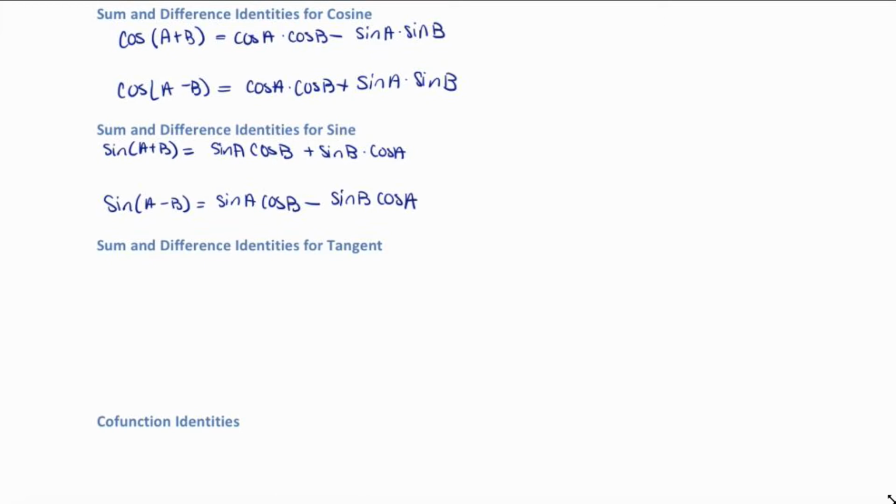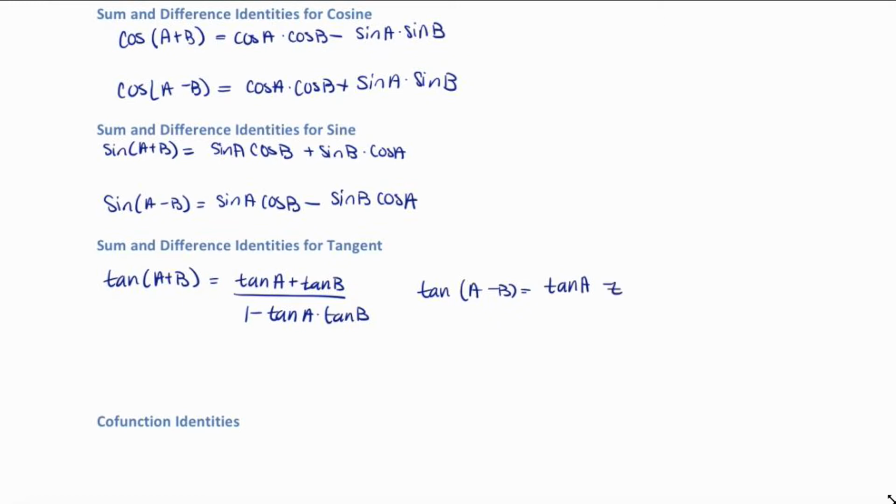Next, let's look at the sum and difference identities for tangent. Tangent of A plus B is equal to tangent of A plus tangent of B divided by 1 minus tangent of A times tangent of B. Tangent of A minus B equals tangent of A minus tangent of B divided by 1 plus tangent of A tangent of B.